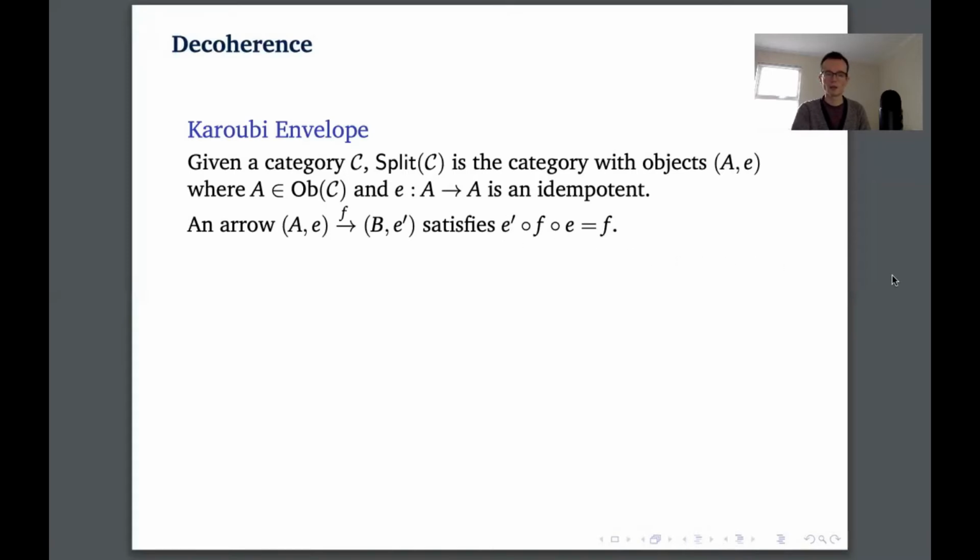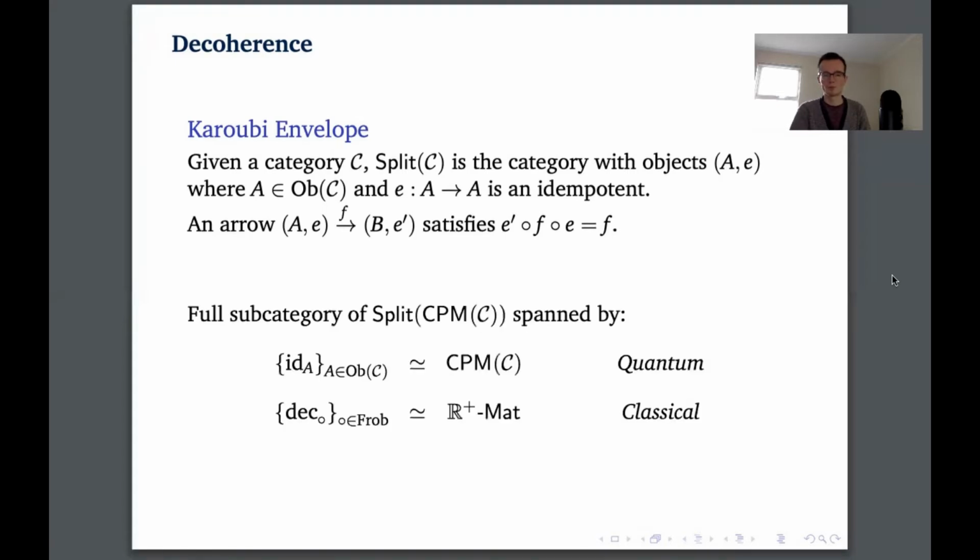Now, by taking suitable subcategories of the Karoubi envelope of CPM, we can recover both the quantum and classical theories. So in particular, the full subcategory of the Karoubi envelope of CPM, spanned by identity maps, is precisely CPM itself. So we recover all the quantum systems. And the full subcategory spanned by decoherence maps, there's an equivalence of categories between that and the positive real-valued matrices, i.e. the classical systems.